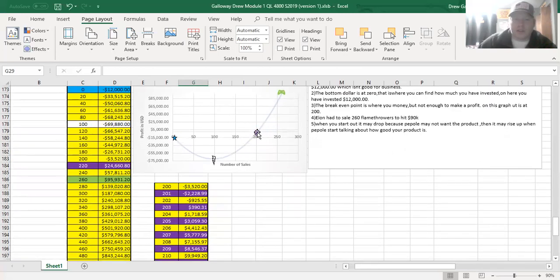So that money that goes back to you is from here to here. The money that goes back to the company is from about here to here.